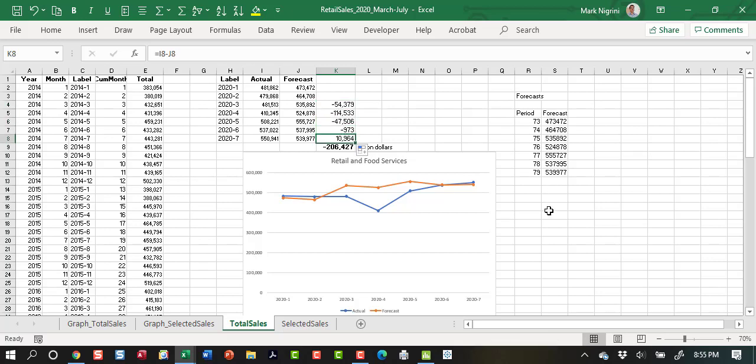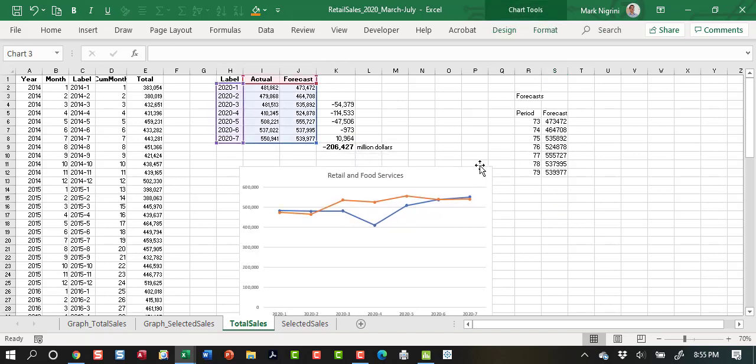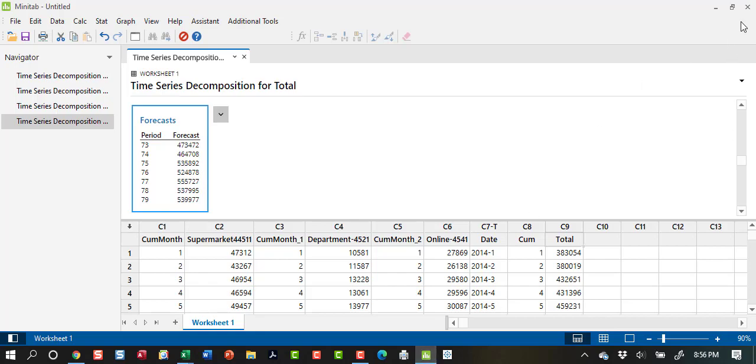So, the answer to our question is the actual over here is below for the 3 months. It's pretty much on target here and it's above. But the net effect is retail sales have been $206,427 million lower than expected over the period March, April, May, June, and July. So that's the answer to it. I hope you've enjoyed the video. We'll go back. Thank you for a good job, Minitab.